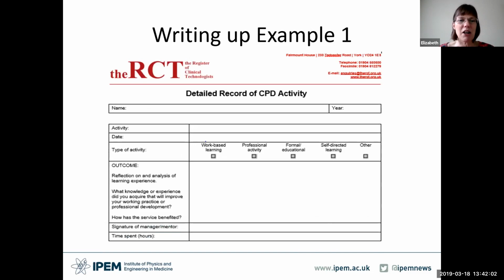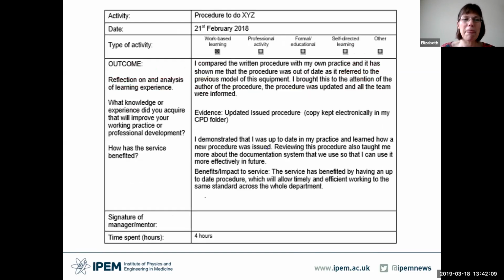So writing up this example, there's an RCT form here, and I'll just zoom in on this in the next slide. So the activity title might be the procedure to do whatever it is. The date that you perhaps first looked at this. This could also be a range of dates, for example, just the month in which you did this. The type of activity, there are 5 different boxes there, and for this one I've ticked the work-based learning. So reflection on this one.